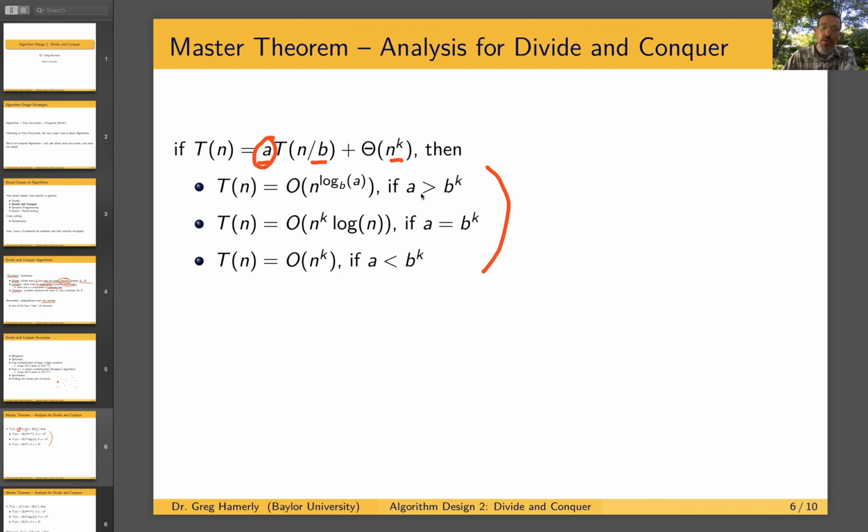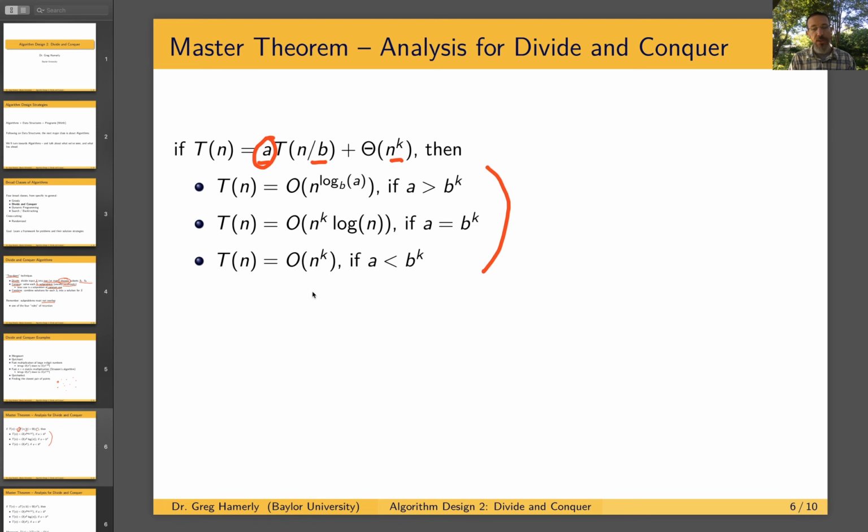All right, so our relationship of a and b to the power k determines what the answer is. If a is greater than b to the k, then T of n is big O of n to the log base b of a, which looks fairly complicated. We'll see some of those examples today. If a is equal to b to the k, then T of n is equal to n to the k log n. And if a is less than b to the k, then T of n is equal to big O of n to the k.